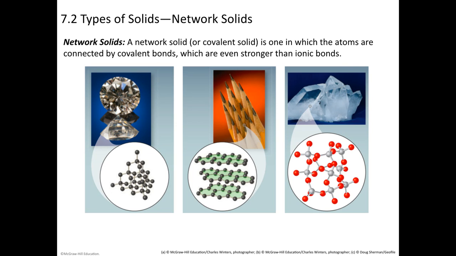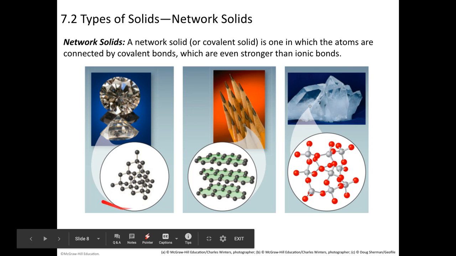Network solids are another type of solid. The atoms are connected by covalent bonds, and as it turns out, these are even stronger than ionic bonds if you have an appropriate network. So diamond, one of the hardest substances that we know, is a network solid. It is all pure carbon.